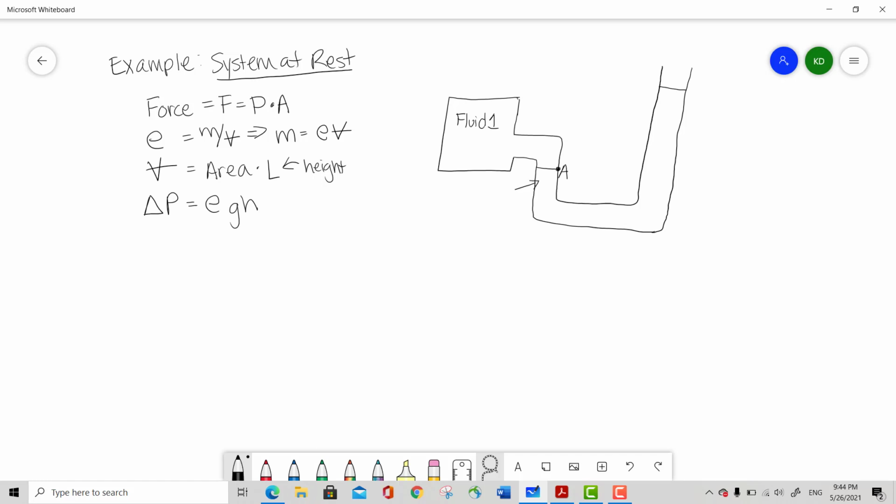and so that's fluid 1 right here. Let's go ahead and denote our fluid 2. And this is a manometer. So let's go ahead and write down all of our knowns. This is fluid 2, which is mercury.